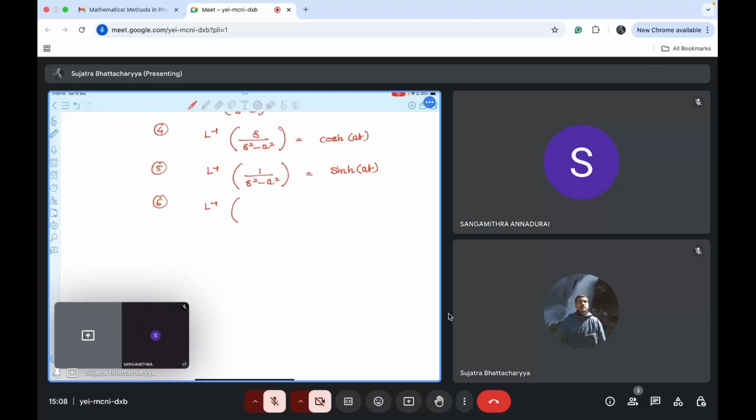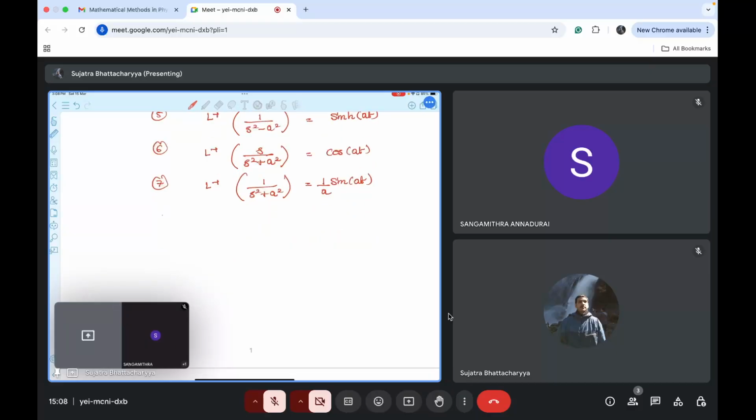And a couple of other things are there. In the denominator, if it is plus in between, it becomes cos(at). If you have 1 in the numerator and in the denominator is s square plus a square, it becomes sin(at) but divided by a. And the last one, which I have shown, is the inverse.